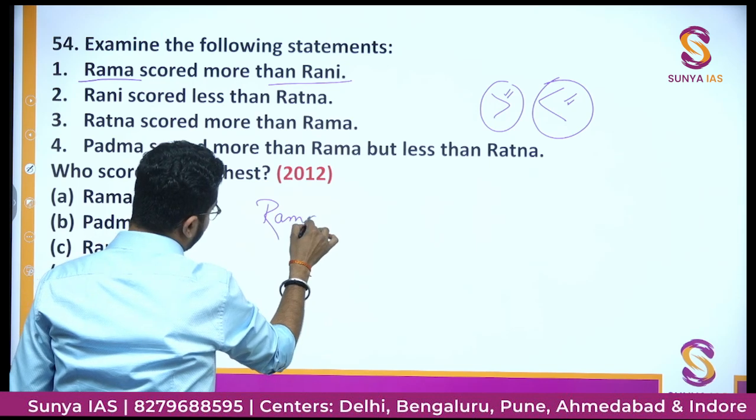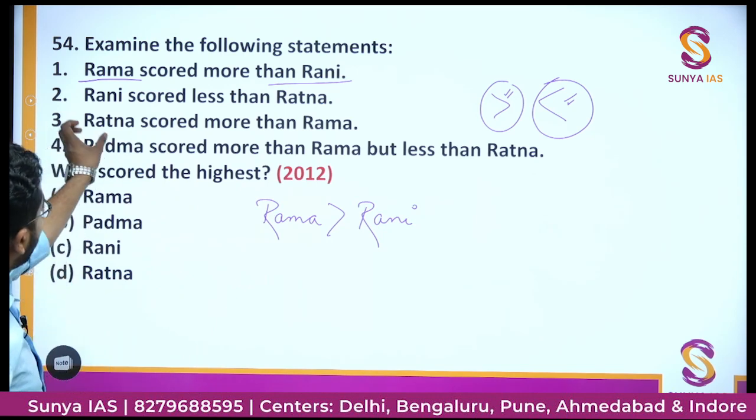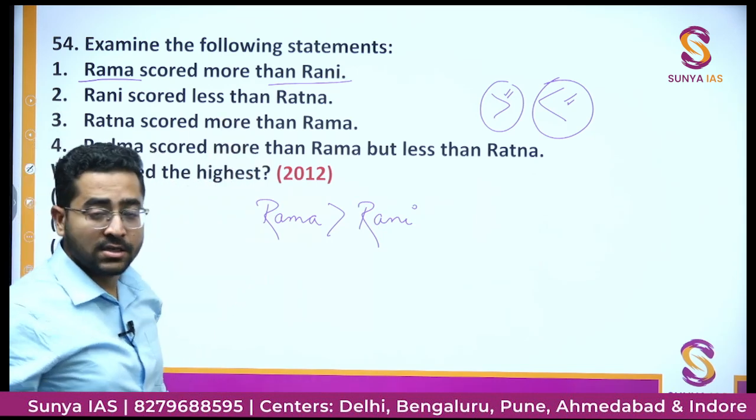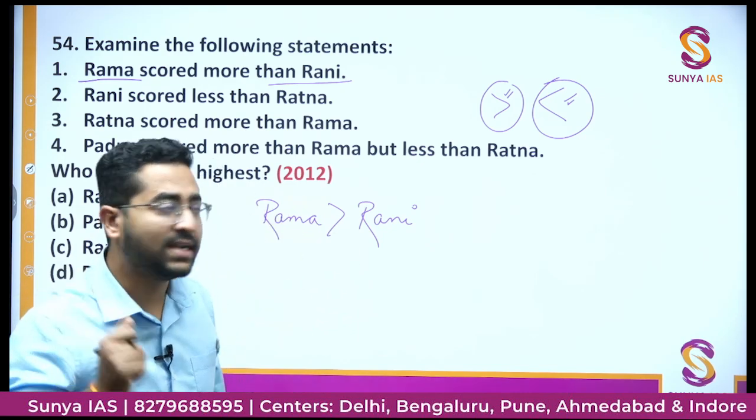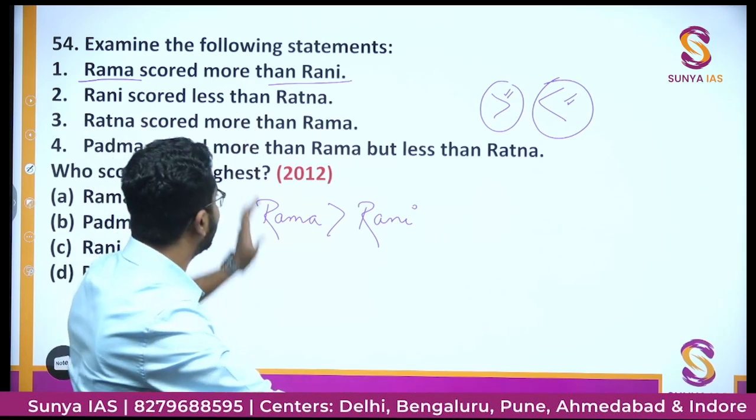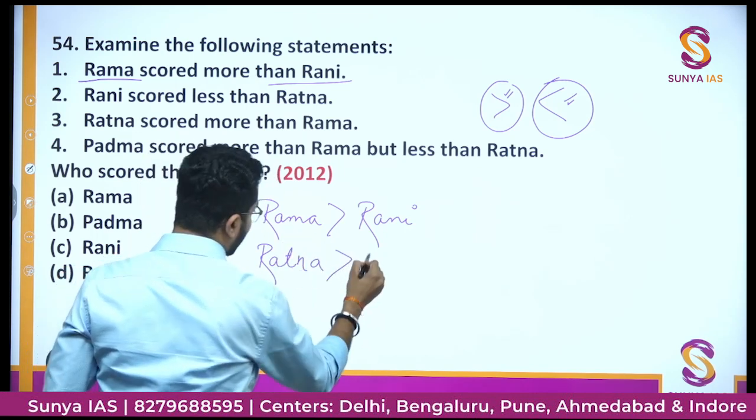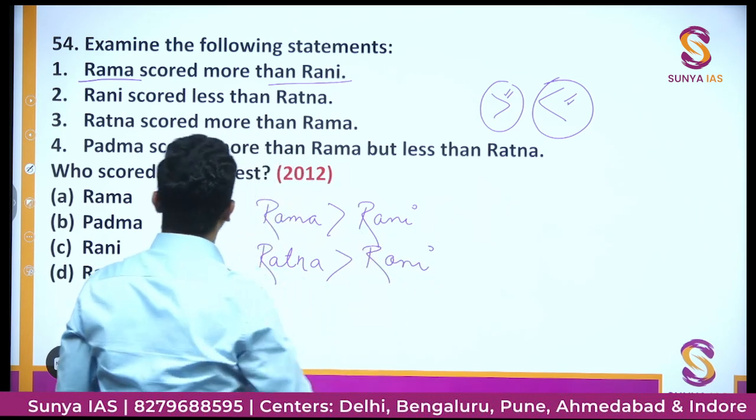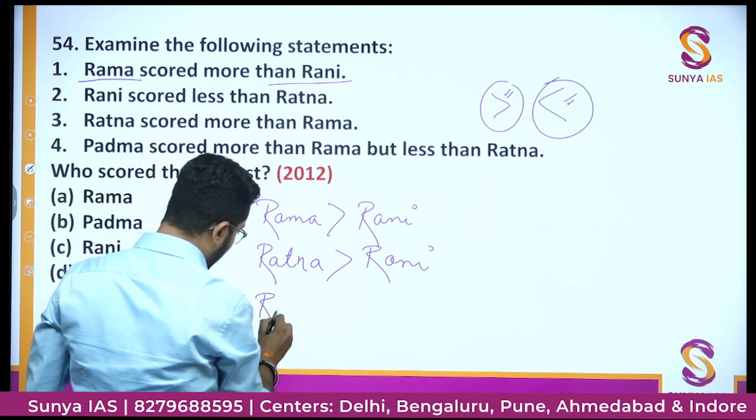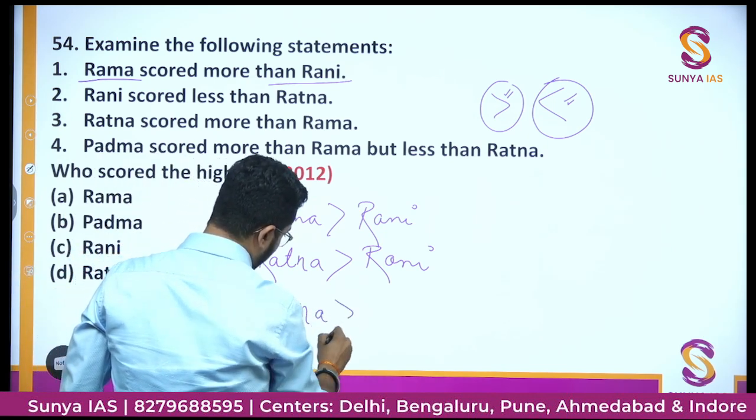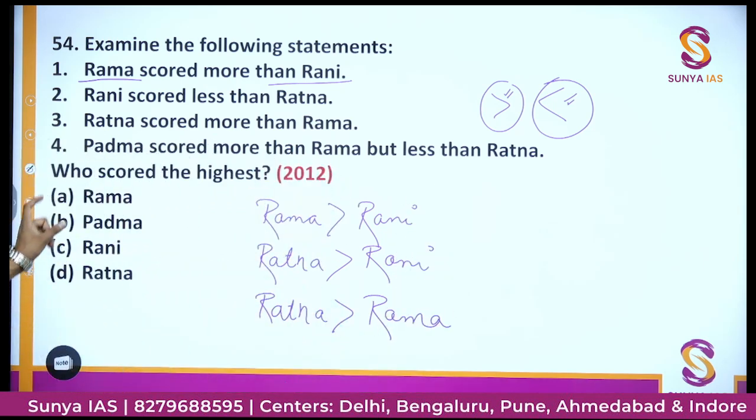Okay, so it is Rama scored more than Rani. Rani scored less than Ratna. So अब we have used this greater than sign. Then in the next statement also we need to use that greater than sign. So Rani scored less than Ratna, that is Ratna is scoring more than Rani. बहुत बढ़िया. Then Ratna scored more than Rama. So Ratna is scoring more than Rama. बहुत बढ़िया. Padma scored more than Rama.